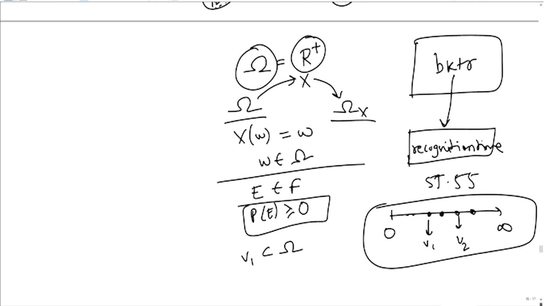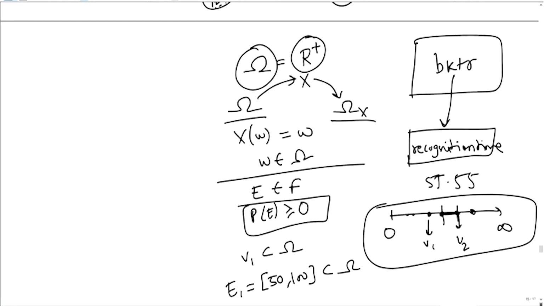What could be another kind of event? Any segment, basically any interval on this real number line, is also an event, because it's a subset of the set of positive real numbers. So if I say the interval between 50 and 100, this is also an event, and it's a subset of your sample space omega.